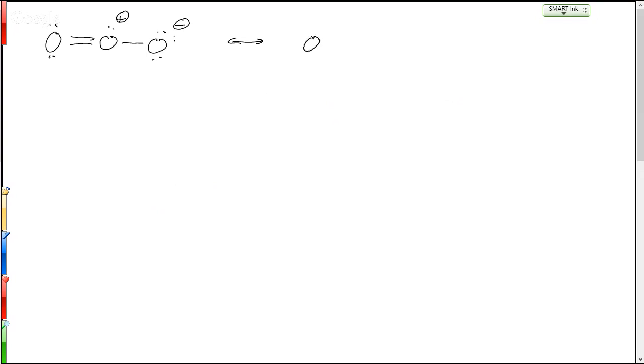So here are two resonance forms for ozone. And they look the same, but they're actually different because of the different atoms. And in fact, neither one of these exists in real life.